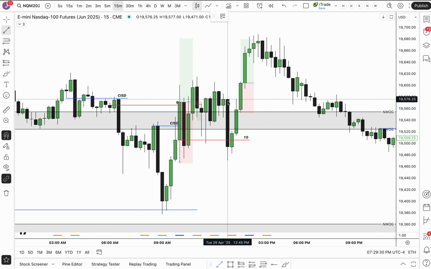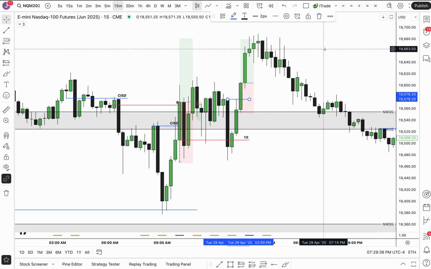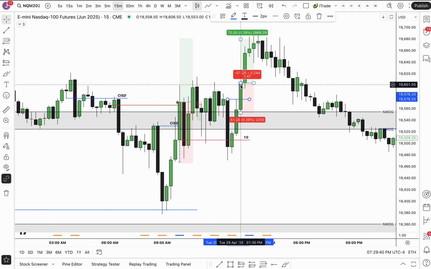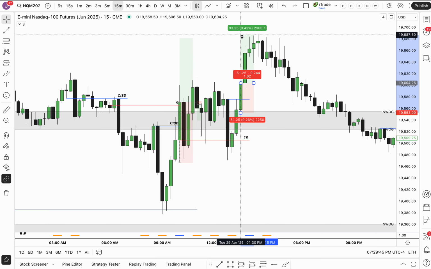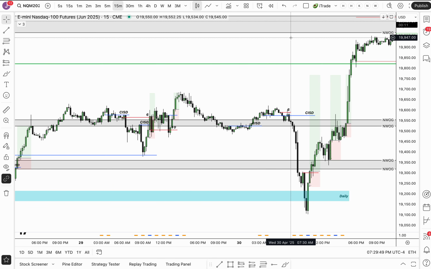Same thing here. We don't really have a swing point, so you just use the order block. And the CSD's there. Entry here, stop down below. You get 100 points, 75 points. And that's the trade there.